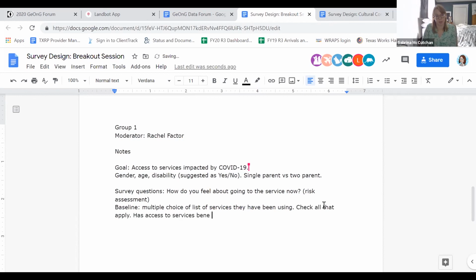If yes, select which ones. And give them the same choice list. For which of these services has your access been interrupted?